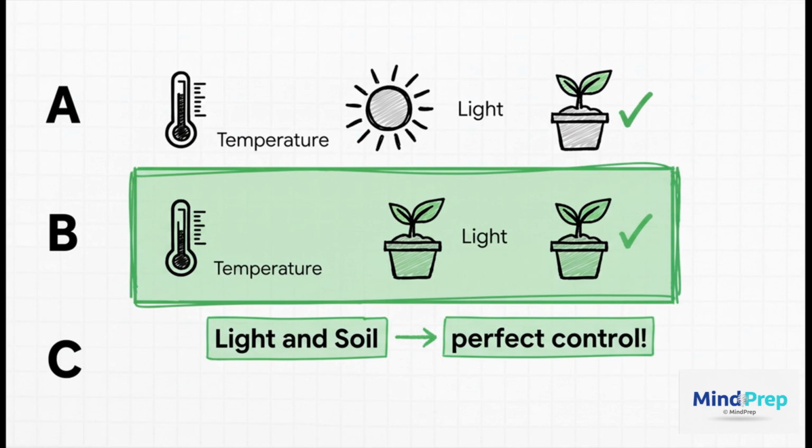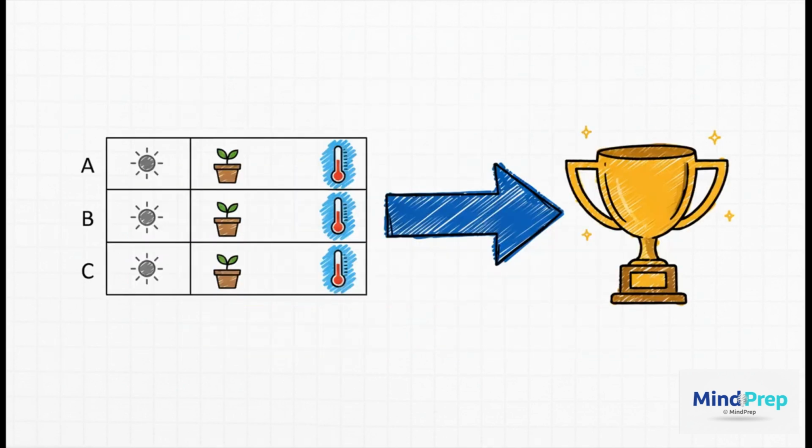It's beautiful. Because the light and soil were kept constant across A, B, and C, this setup perfectly isolates our independent variable, temperature. See how it goes from 10 to 20 to 30 degrees? This means that any difference we see in the plant growth is because of the temperature, and absolutely nothing else. That right there is our winning design.